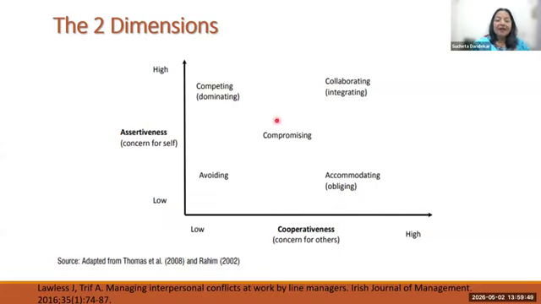So you have avoiding, where the concern for both self and others is low. Then there is competing, where you're dominating, you are saying you're right. Collaborating, you're integrating, and accommodating, you're just obliging and giving it all up. And at the same time, you could also be compromising, where you have a win-win situation. So managing interpersonal conflicts at work is something that we need to think of.